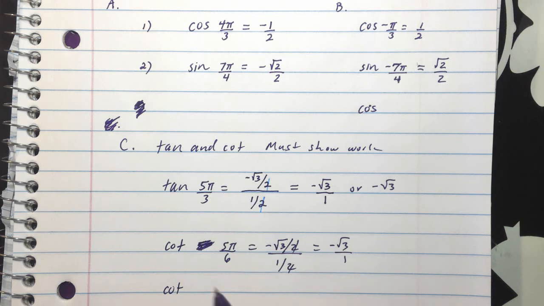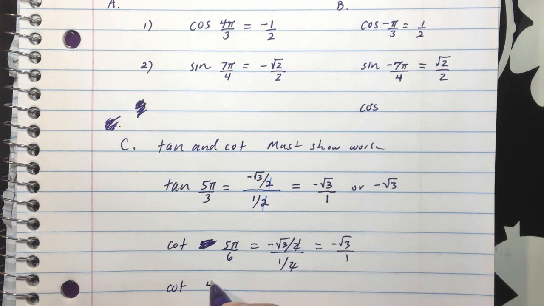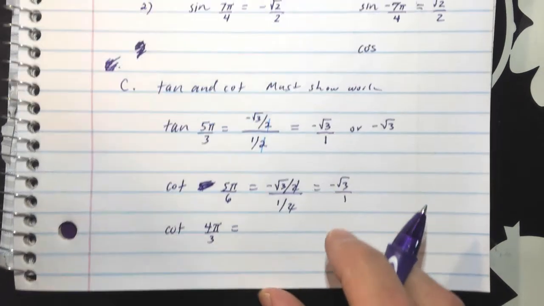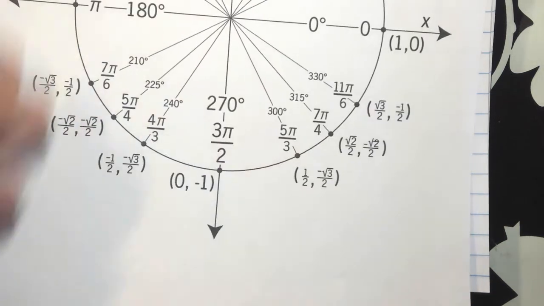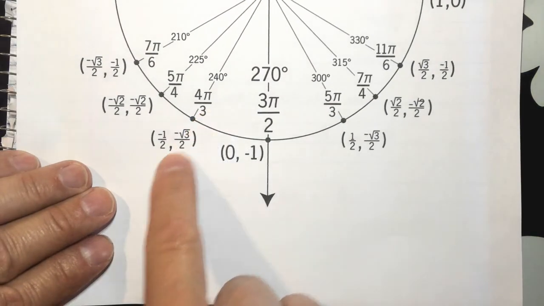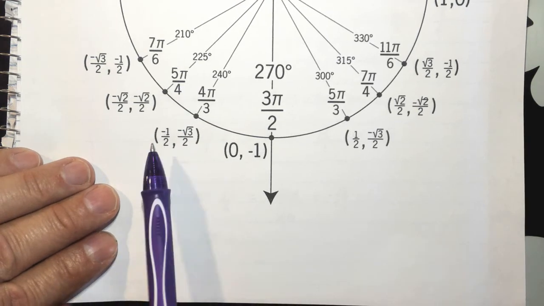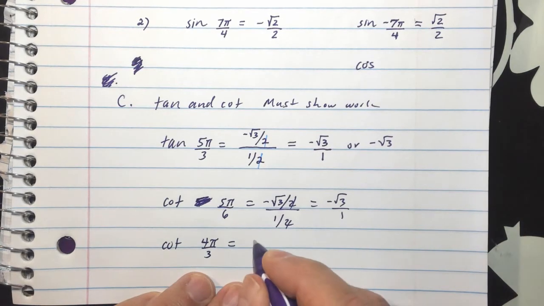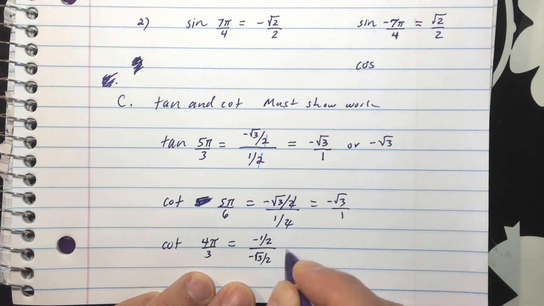4 pi thirds. Cotangent of 4 pi thirds. So you go find 4 pi thirds on the unit circle. There it is. Cotangent is x divided by y. So you get negative 1/2 over negative radical 3 over 2.